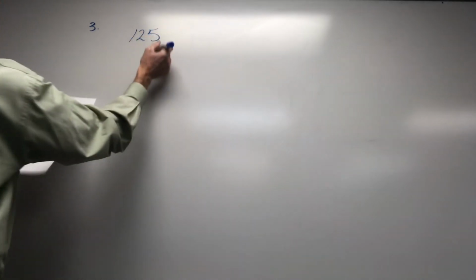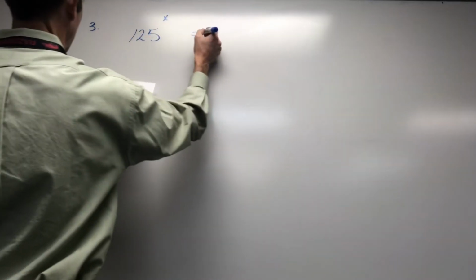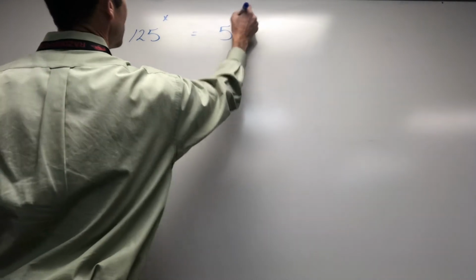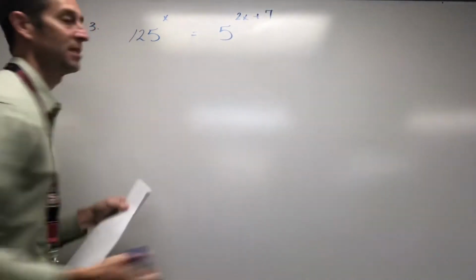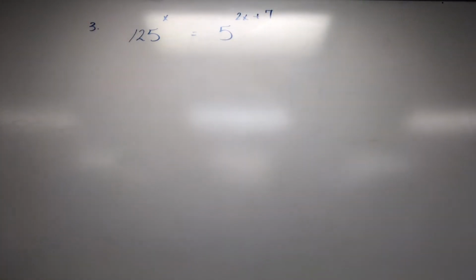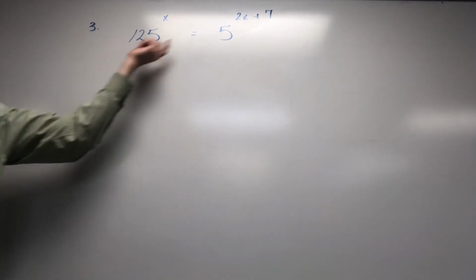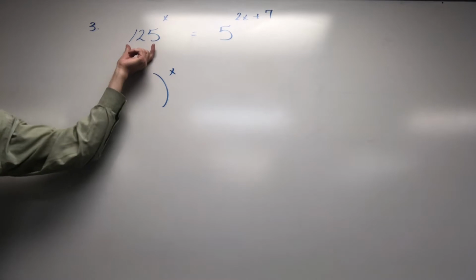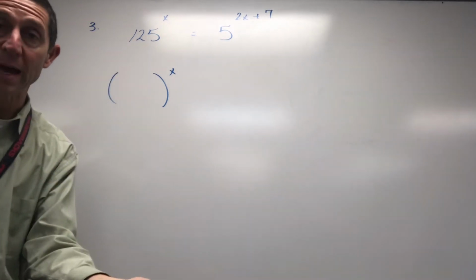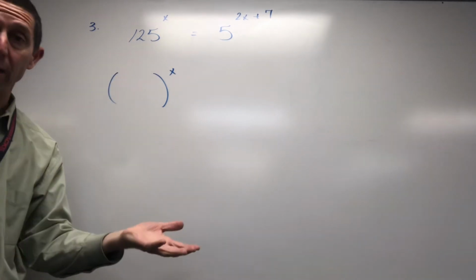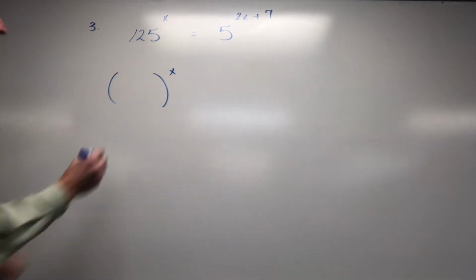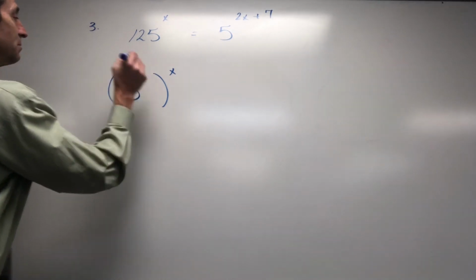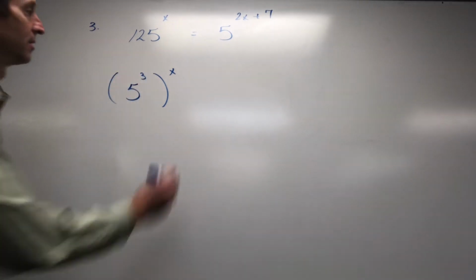3. Okay, what if they're not exactly the same? Let's say this is 125 to the x equal to just 5 to the 2x plus 7. All right, here's the story. 125 and 5. The 125 is what we worked on back in example 1, where you rewrite it. See, this is 125. You can rewrite that to be 5 to the 3rd power.